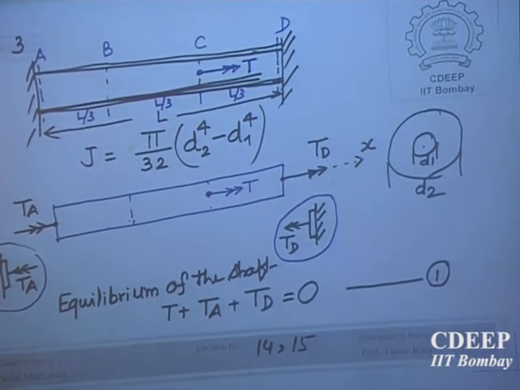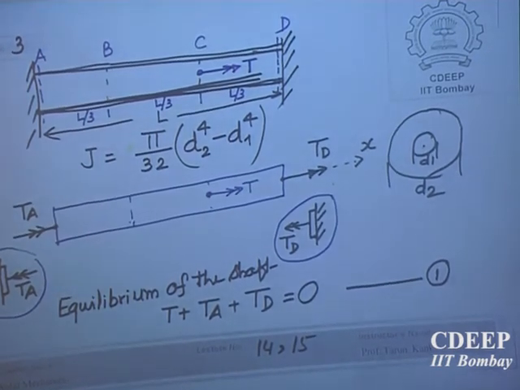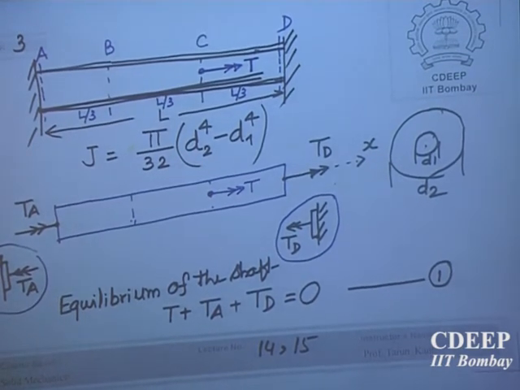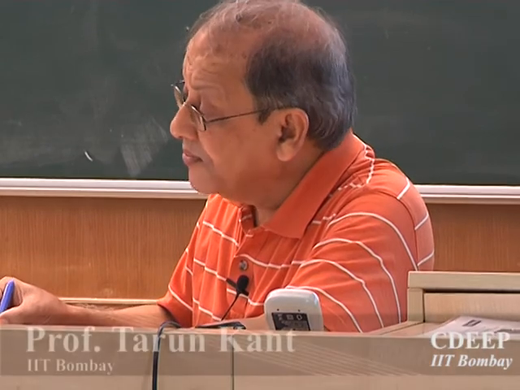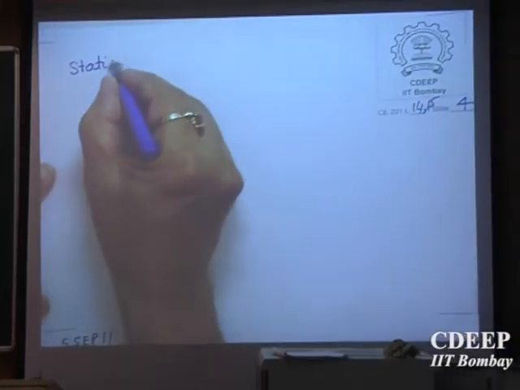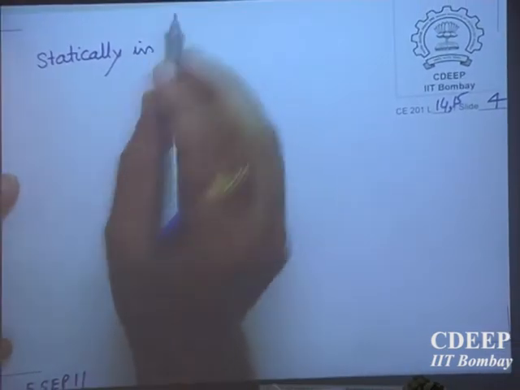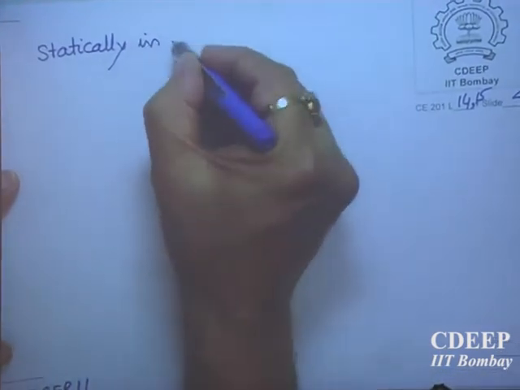Can you solve two unknowns with one equation? No. So what kind of problem is this? Statically indeterminate. So this problem is statically indeterminate. Please write everything clearly, even while answering a problem in your book at the time of examination, you please write these things.